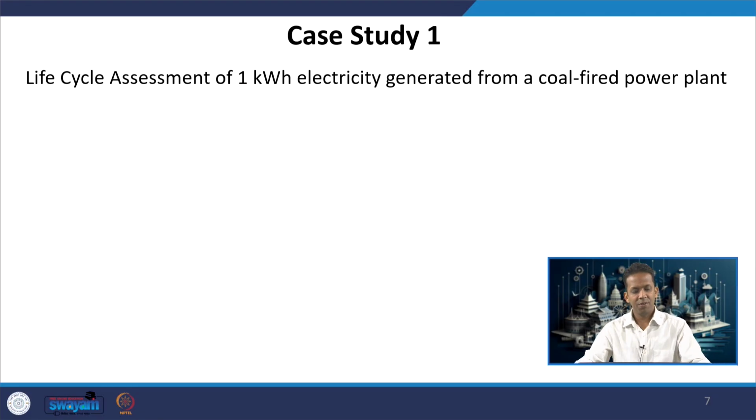Let us take one case study. We will take two case studies for LCA, so that you know how calculations are done and how each of those four phases of LCA are employed. So, this is for 1 kilowatt-hour, that is 1 unit of electricity generated from a coal power plant.